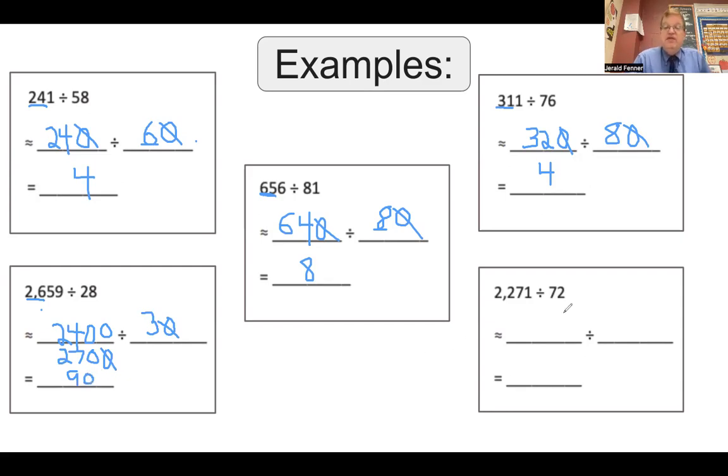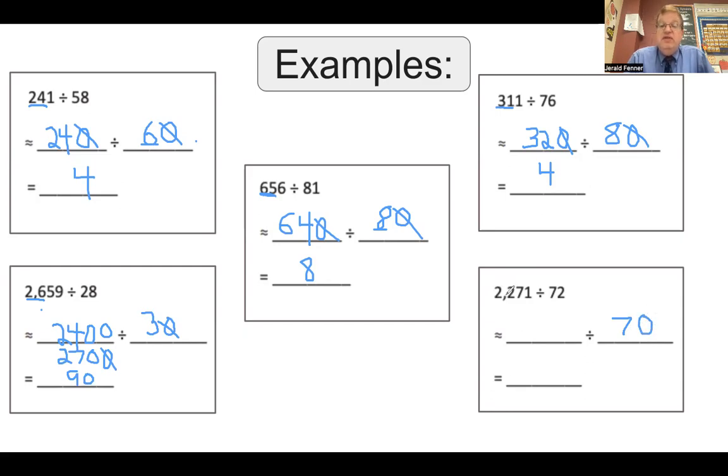And then we go to this last one. That's 2,271 divided by 72. Always round the divisor first. So 72 is going to round to 70.